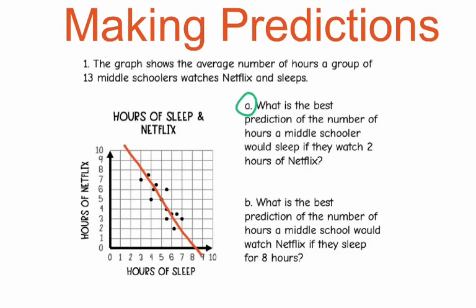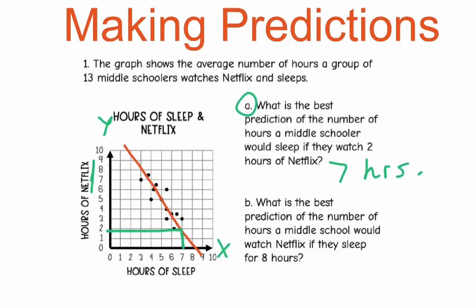What's the best prediction of the number of hours a middle schooler would sleep if they watched 2 hours of Netflix? Okay, pay attention. Your X is here and your Y is here. Hours of Netflix is here. So if they watch 2 hours of Netflix, 2 is right here. I'm going to just draw it and hit the trend line. About how much sleep would they get? When I hit the trend line right there, I come down, and they're going to get about 7 hours of sleep. So we're going to use that trend line to get our answer on the first one, okay?